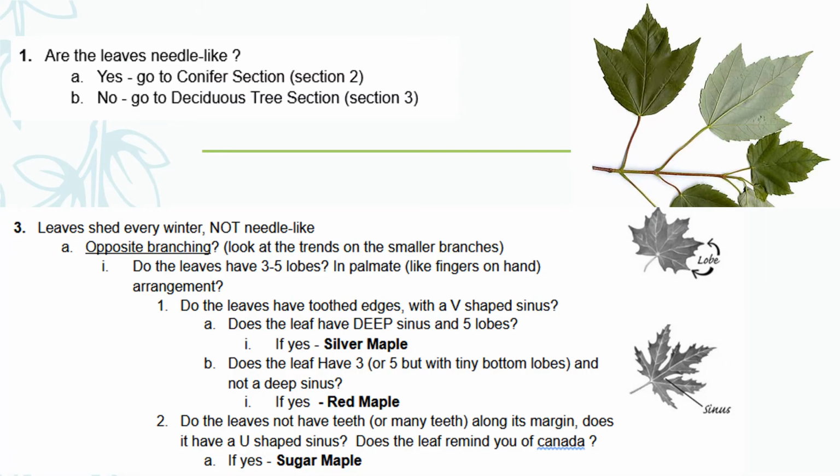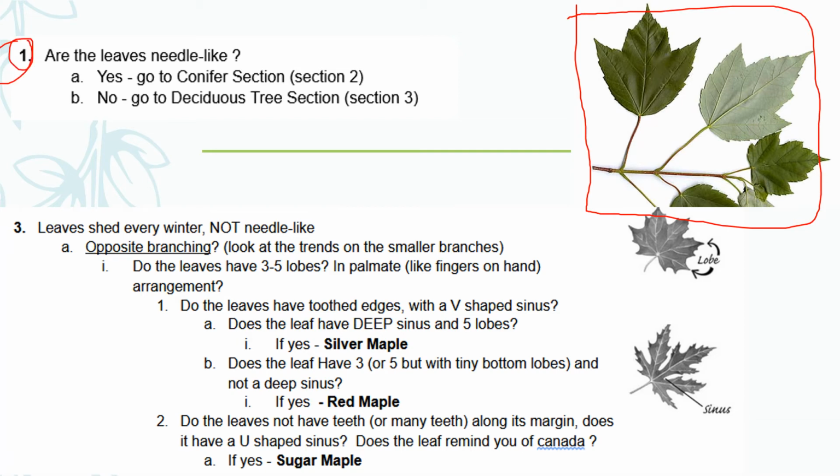All right, let's do one more dichotomous key sample. So I tore off a chunk of the branch right here. Okay, so we have our sample of what our tree is. We're going to start off with question 1. Are the leaves needle-like? So look at our leaves right here. Are they needle-like? Yes, go to section 2. No, go to deciduous tree, section 3. I would say that these are not needle-like. These look like normal leaves, okay? So then we go to section 3. This is described as leaves shed every winter, and therefore they are not needle-like. Okay, good, we belong here.